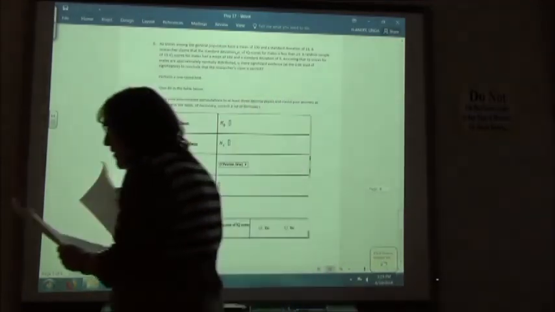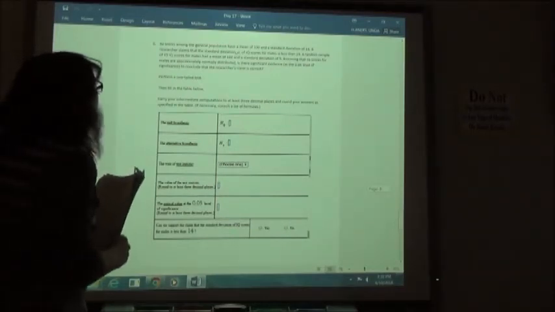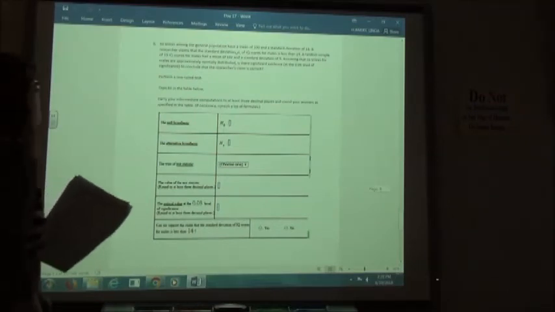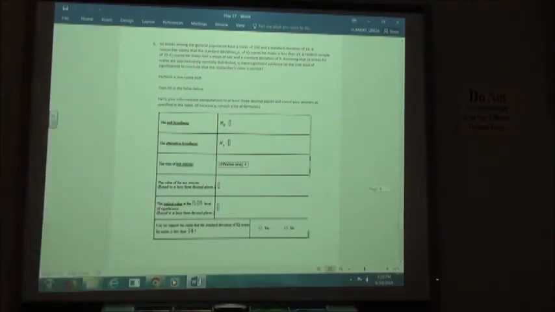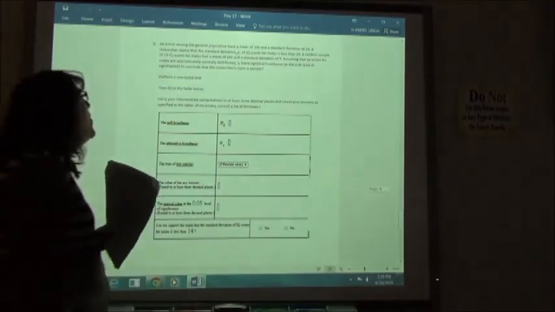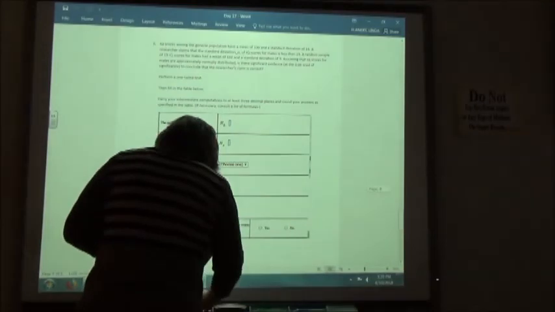Number 8, IQ scores. IQ scores among the general population have a mean of 100 and a standard deviation of 14. A researcher claims that the standard deviation of IQ scores for males is less than 14. A random sample of 19 IQ scores for males had a mean of 102 and a standard deviation of 9. Assuming that the IQ scores for males are approximately normally distributed, is there significant evidence at the 0.05 level of significance to conclude the researcher's claim is correct?